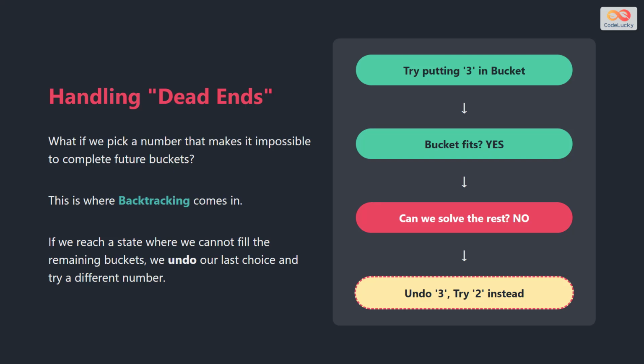Sometimes you will pick a number that seems to fit, but it prevents you from solving the rest of the puzzle later. This is a dead end. When this happens, our algorithm backtracks. It undoes the last choice, removes that number from the current bucket, and tries a different number instead.